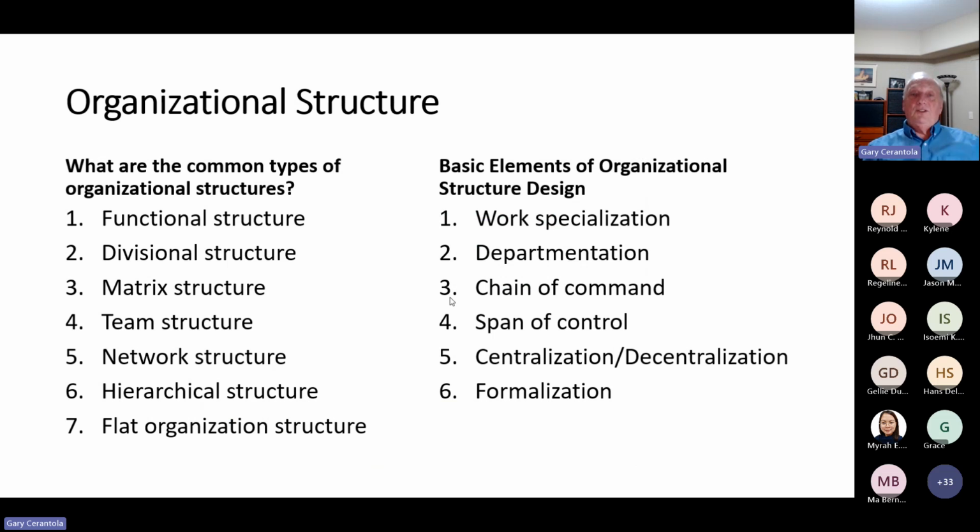Okay, so here's how this breaks down. So I talked about the functional structure, divisional structure, matrix, team structure, network structure, hierarchical structure, and flat organization structure. So we talked about that. But inside of these, there are different elements of organizational structure. So inside of that is work specialization. So they just happen to be both number one, but it doesn't matter.